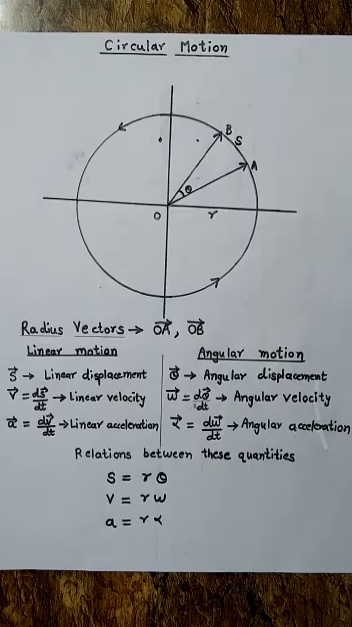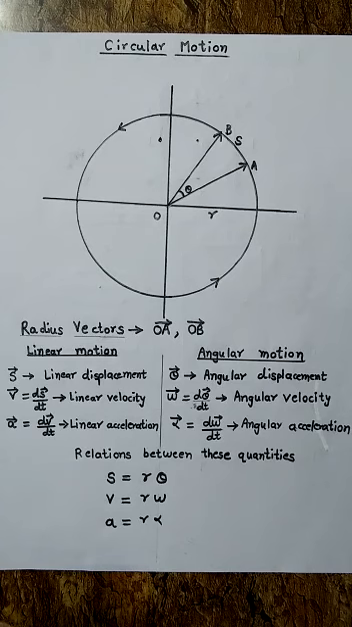Now second is the example of a spinning top. If a spinning top is spinning, then the different particles of the spinning top are moving along the circumference of the circle. That is, each and every particle of the spinning top is performing circular motion.